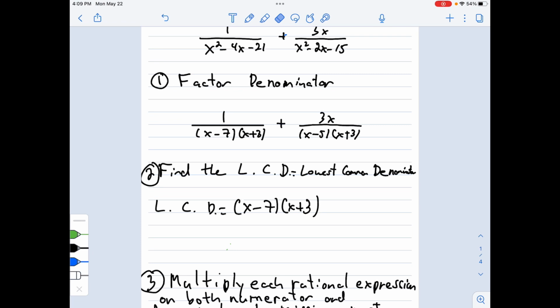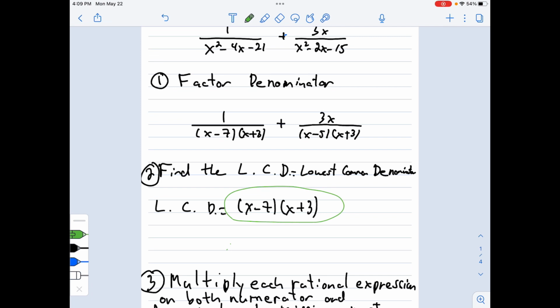Actually, let me erase what I have here. So let's start fresh. You're going to write the denominator of the first fraction, reading from left to right: the x minus 7, x plus 3. What you're going to ask yourself next is as follows. You go to the next fraction, the 3x over the quantity x minus 5 times quantity x plus 3, and ask yourself, what am I missing from what I wrote down here as my LCD?